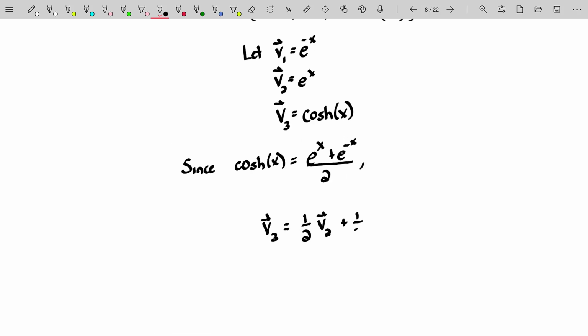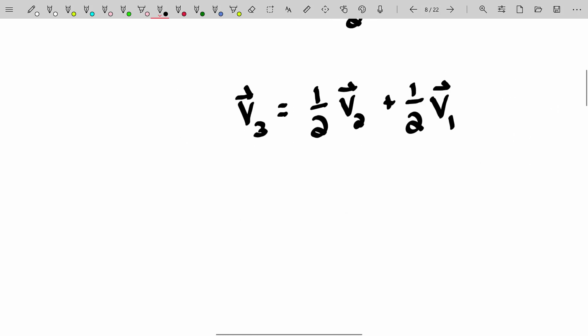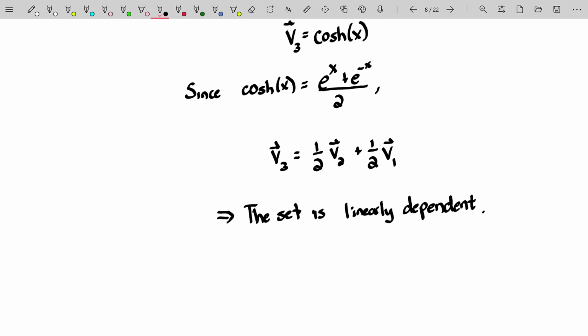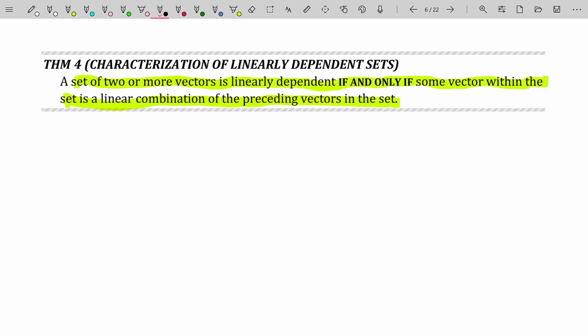Therefore, v sub 3, which is the hyperbolic cosine, is 1/2 v sub 2, which is e to the negative x, or e to the x, sorry, plus 1/2 v sub 1, which is e to the negative x. Because one of our vectors can be written in terms of the other two, the set must be linearly dependent. And that is by the previous theorem, which is a characterization of linearly dependent sets.